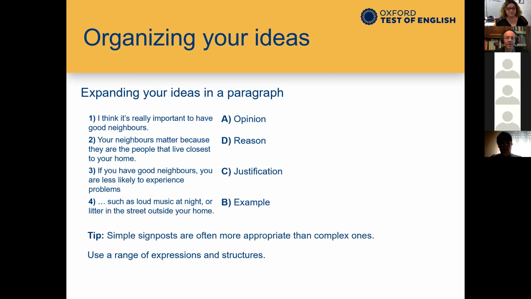Now, simple signposts are often more appropriate than complex ones. Perhaps you have seen some expressions in textbooks like, as far as I'm concerned, or perhaps you've seen on the internet, in my humble opinion. Don't use them. If it's not authentically you, if you wouldn't say that, don't put it. But signposts that are clear and direct people exactly to your line of thinking, this is what we're looking for.